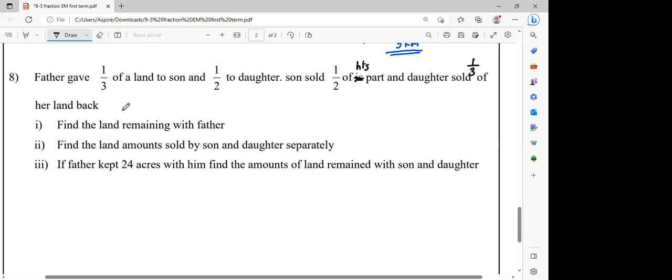What is the total that is given for his son and the daughter? Then after, you have to consider the land owned by his father as a whole one. Okay, whole one means one.